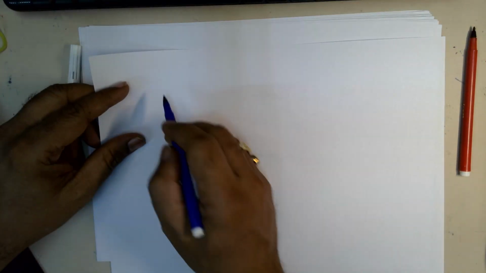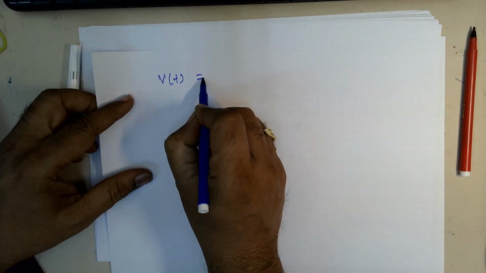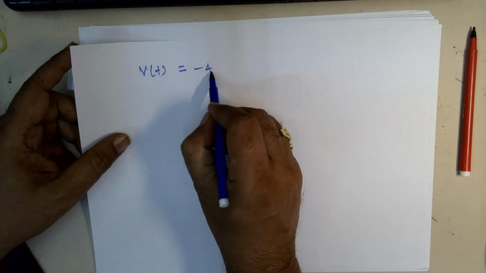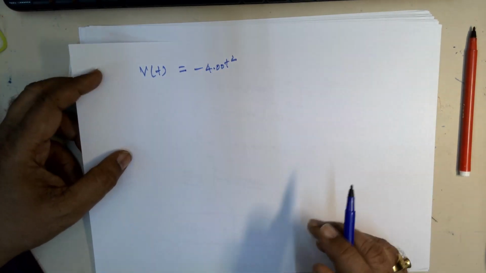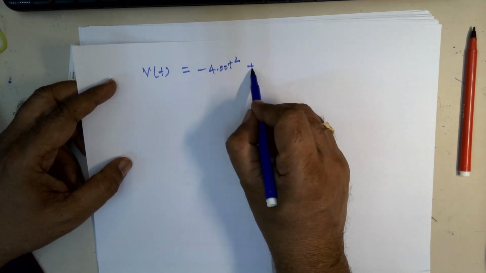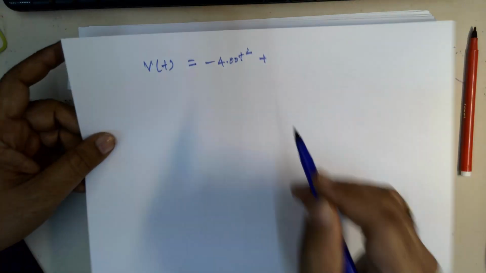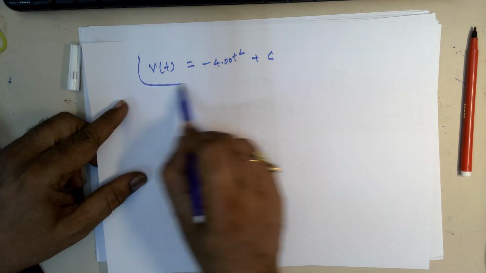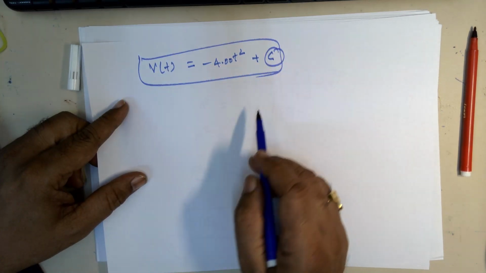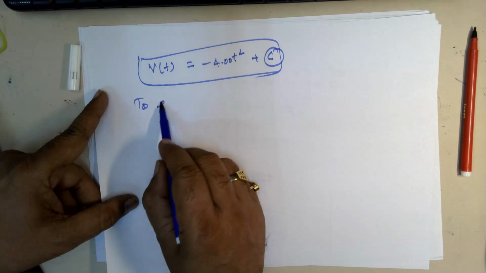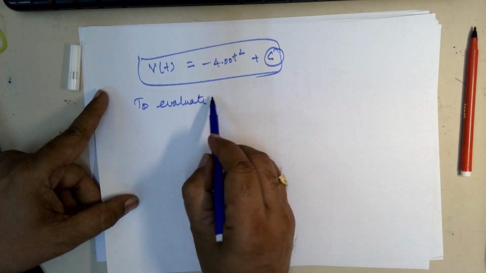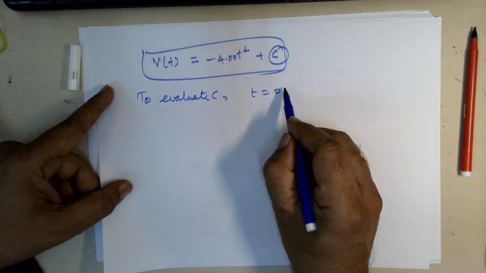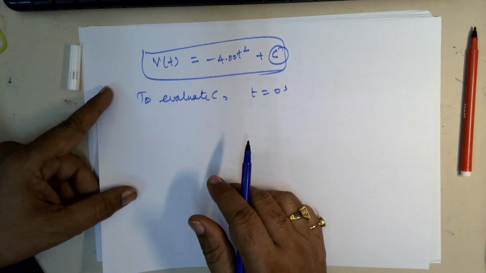Now v at t is equal to, what is that? 8 by 2 is 4, so 4t squared. So minus 4.00 t squared, is that clear? Plus the integral constant, so c. As I have already illustrated, we need to evaluate this c. To evaluate c, make it t is equal to 0, 0 second, and find out the value of c.